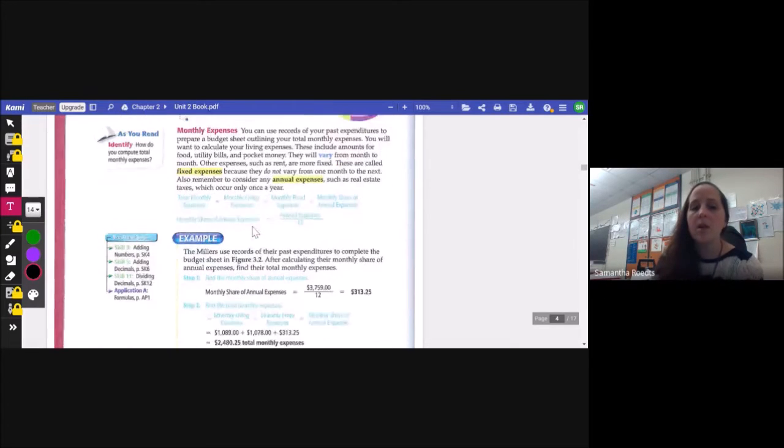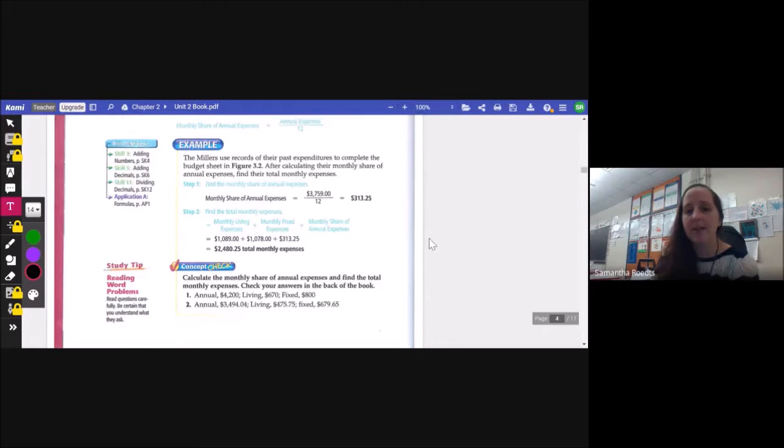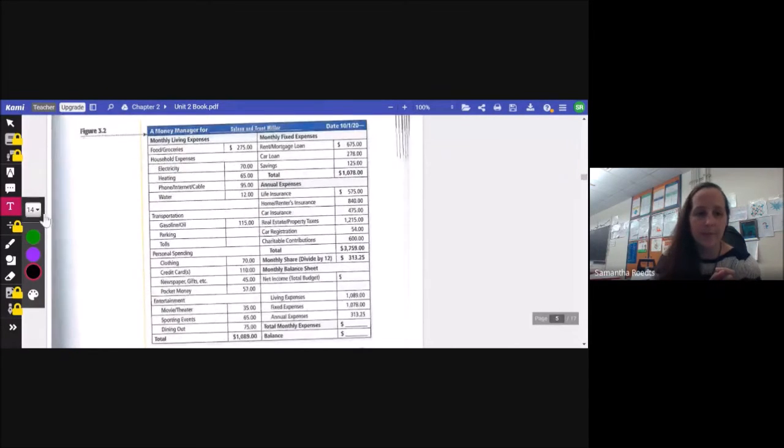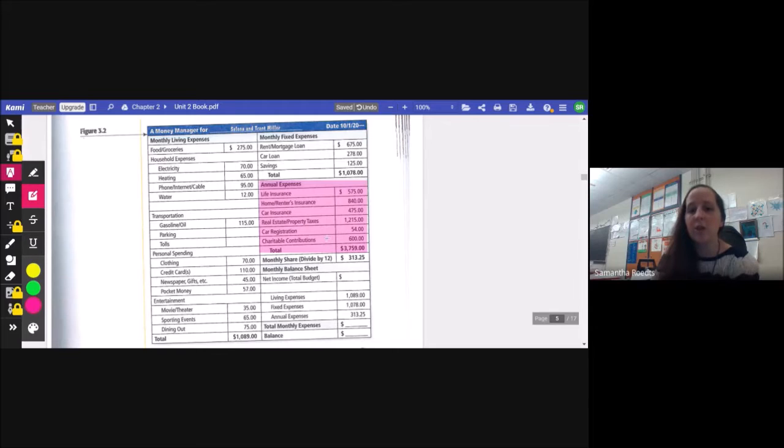For example, the Millers use records of their past expenditures to complete the budget sheet in figure 3.2. After calculating their monthly share of annual expenses, find their total monthly expenses. If we go down here, here's 3.2. Their annual expenses are right here: life insurance, home and renter's insurance, their car insurance, their real estate property taxes, their car registration, and their charitable contributions. When they give to charity, they just count that in their annual expenses.